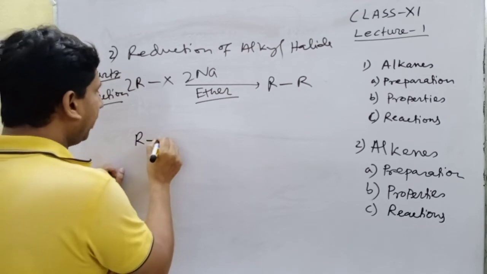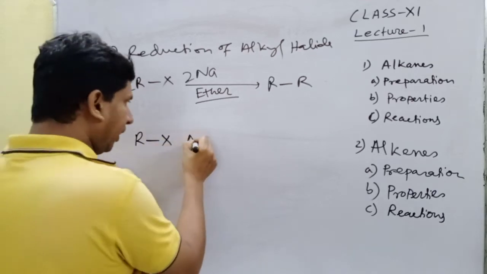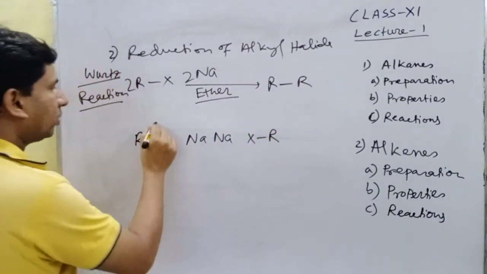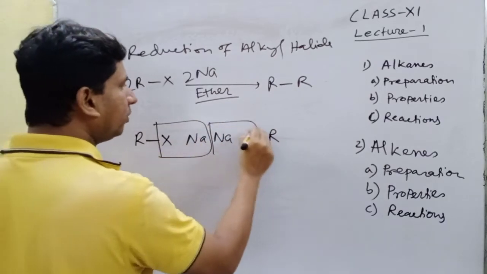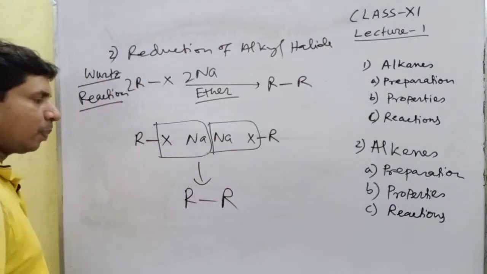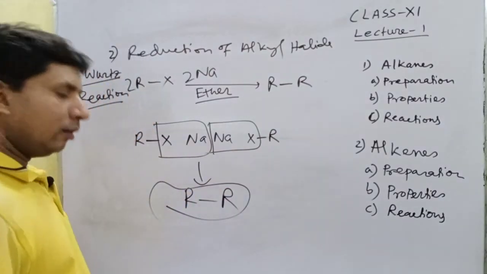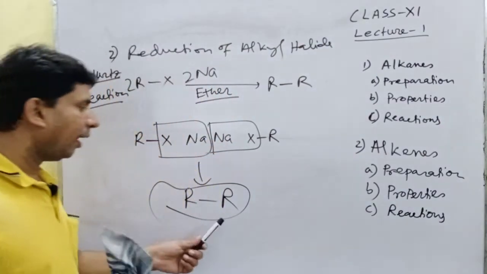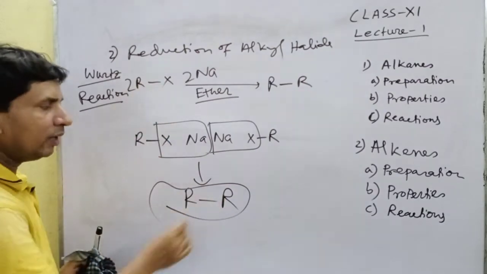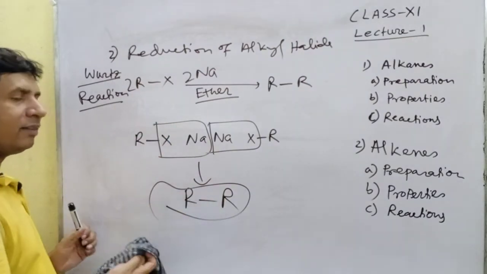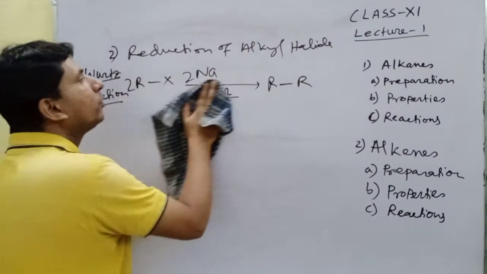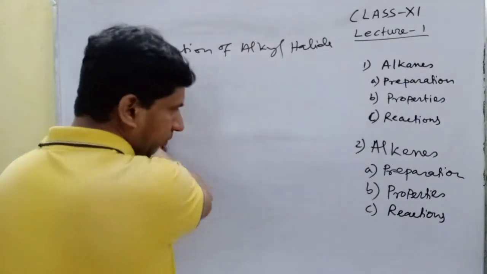That is actually R-X with sodium, so this is sodium halide, NaX. Then R and R will be joined here. So this is the formation of alkane, the higher alkane. Higher alkane means if there is one R, there is a second R. So this compound contains double the carbon of the former one. So this reaction is known as the Wurtz reaction.